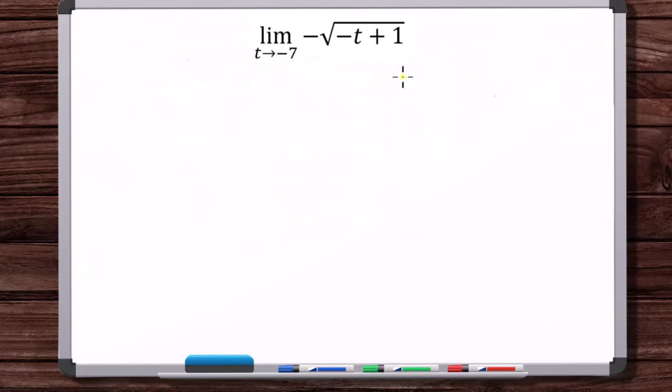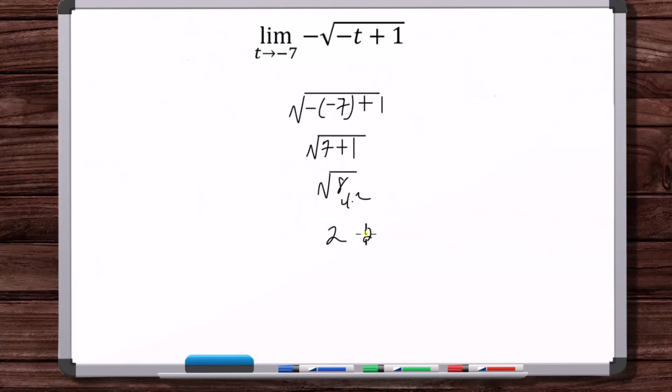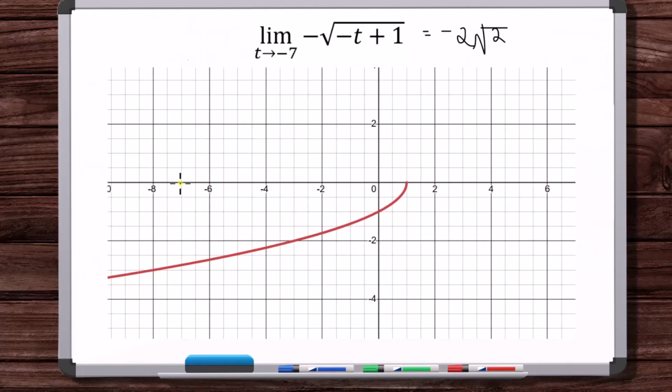Okay, the limit as t approaches minus 7 of minus the square root of minus t plus 1. So let's plug in minus 7 and see what we get. So minus 7 is 7. Okay, so 4 times 2, you've got 2 root 2. There you go. This is continuous at minus 7. So when t is equal to minus 7, the function is continuous.